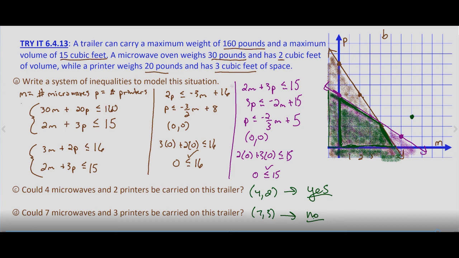And this would be a nice way to figure out what combinations of microwaves and printers someone could haul. So you're going to an auction and they've got microwaves and printers, and you want to know how many of each you can buy. You could set up this system of inequalities to determine the total number of combinations that you could carry on your trailer.